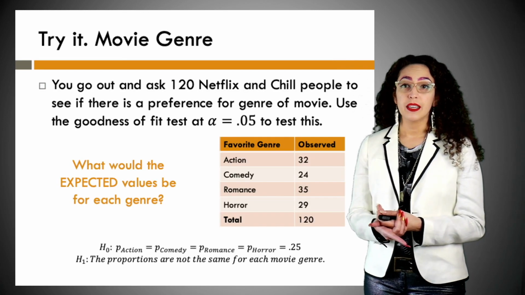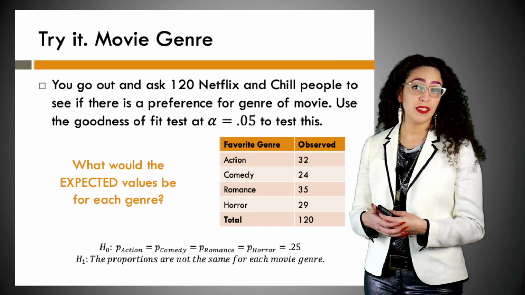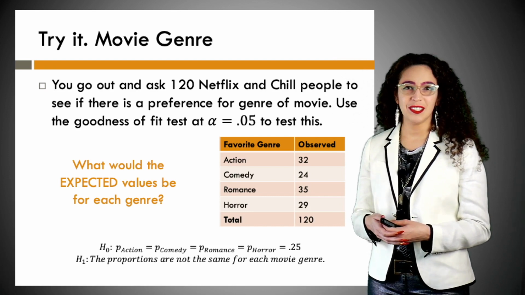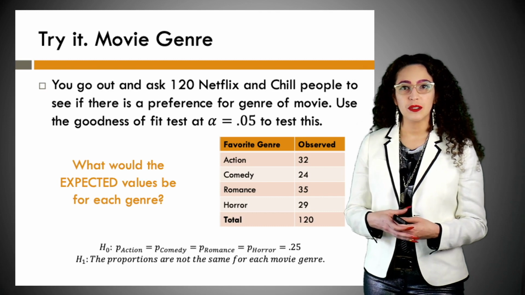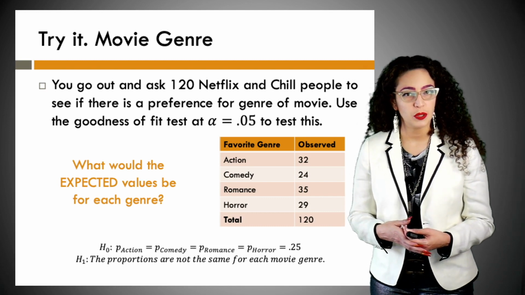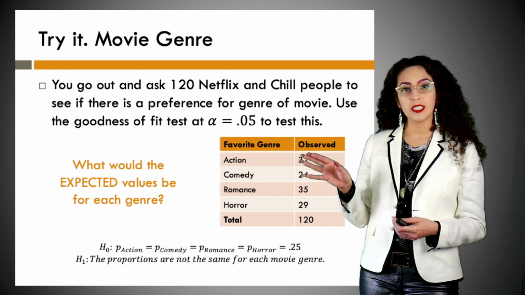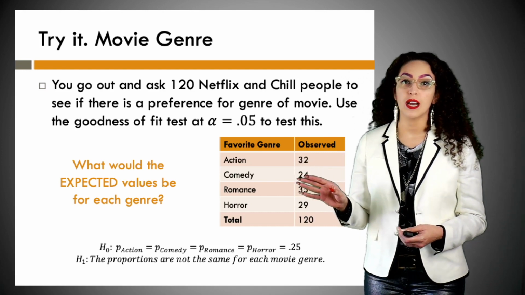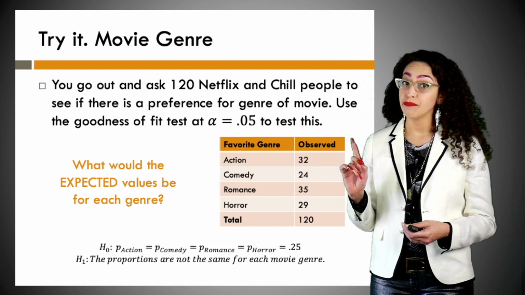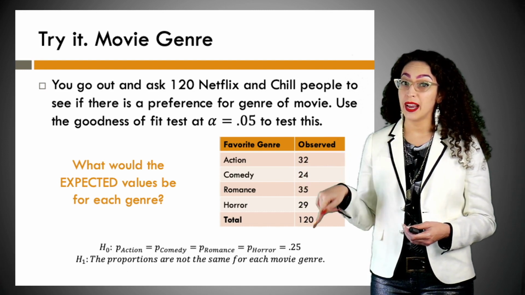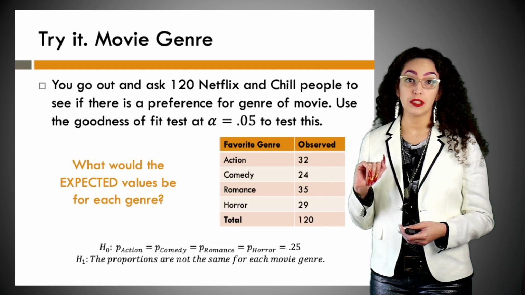So let's try it. You go out and ask 120 Netflix and chill people to see if there's any preferences for genre of movie. Use the goodness of fit test at alpha of 0.05 to test this. So we have four different categories here. What would you expect them to be if the null hypothesis were true? You would expect 25% each, 1/4.